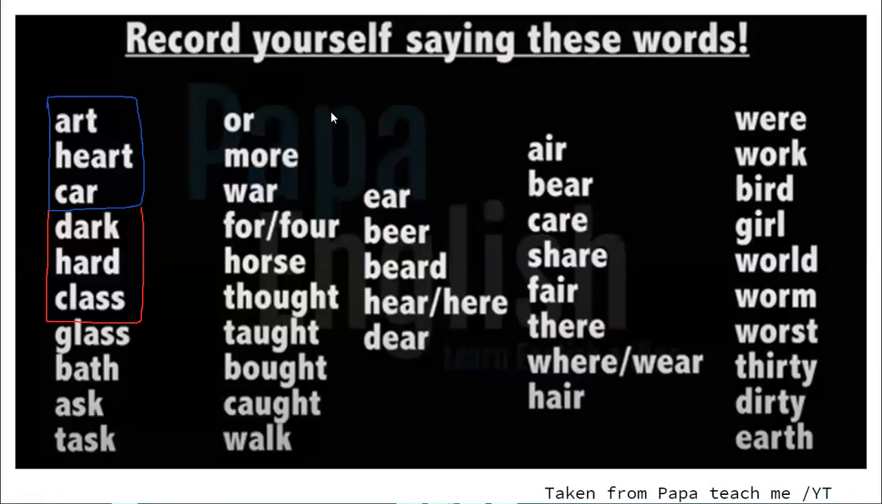And then let's go with Dania. Dania, can you do this for all, please? Two. Thank you. Glass, bath, ask, task. Okay, good. We're going to focus on the first sound then, okay?